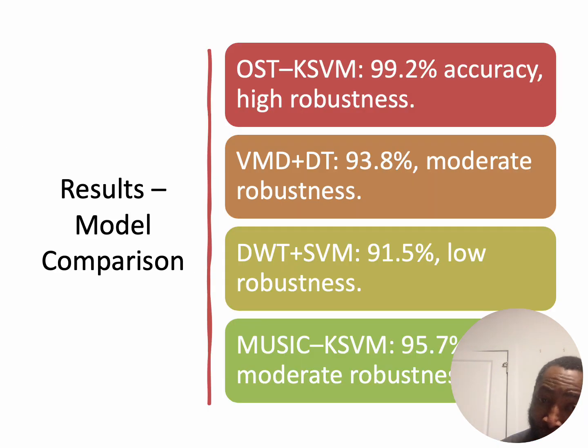The result, model comparison. The OST and the KSVM achieve 99.2% accuracy, which is high robustness. And then the VMD plus the DT is 93.8%, which is moderate robustness. The DWT plus the SVM is 91.5%, which is low robustness, and then the remaining one, MUSIC plus SVM, is 95.7%, moderate robustness.